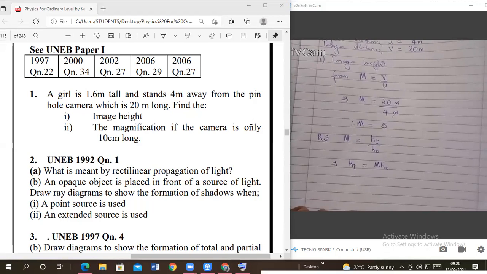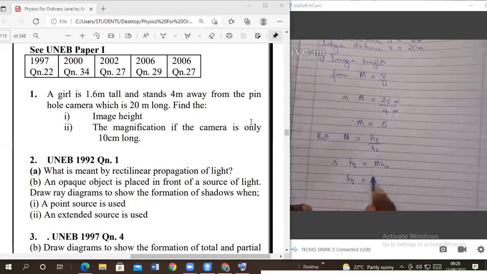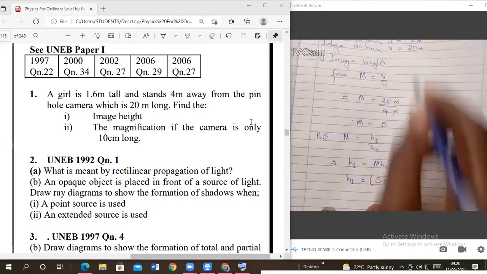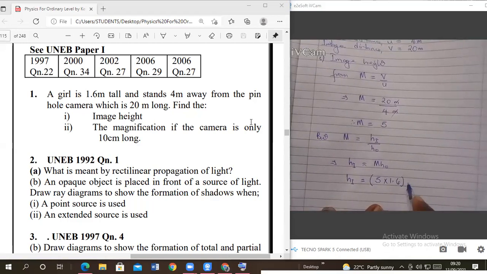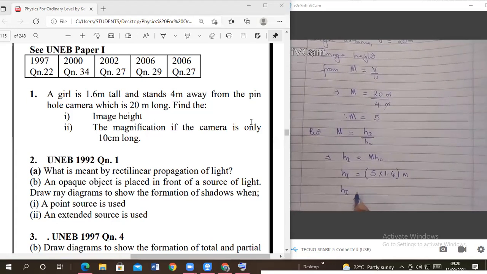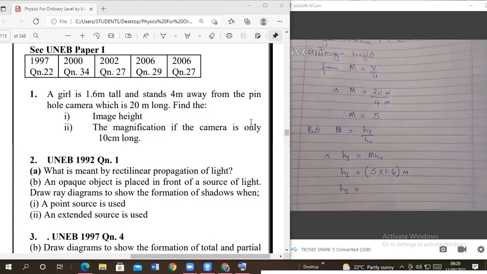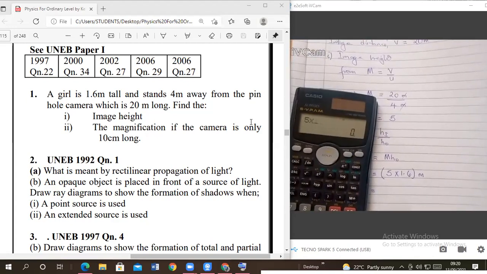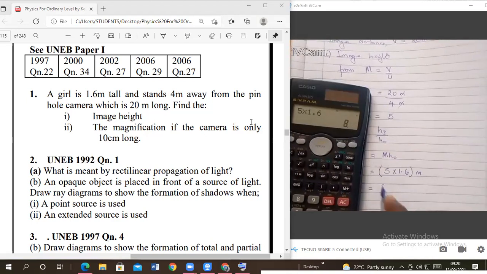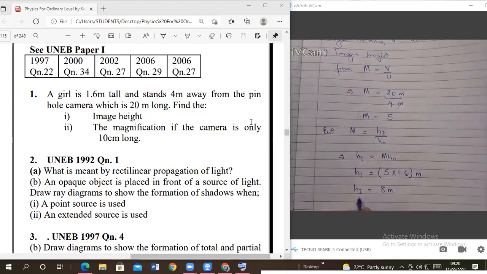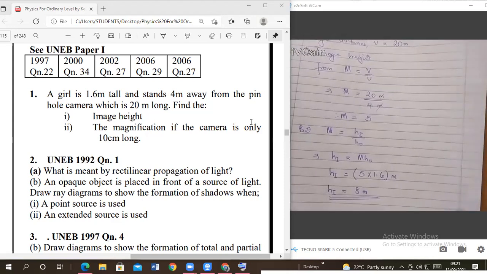So when you substitute, what do you get? We shall have our magnification, which is 5, times the object height, which is 1.6, which means it's going to be in meters. So HI is equals to 5 times 1.6, which is going to give us 8 meters. Underline that. This is the calculation.